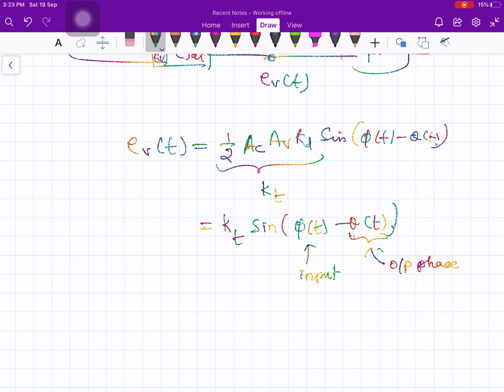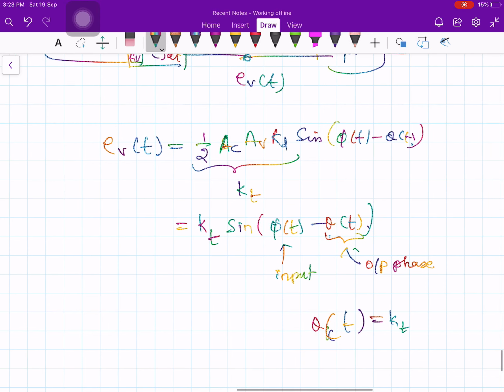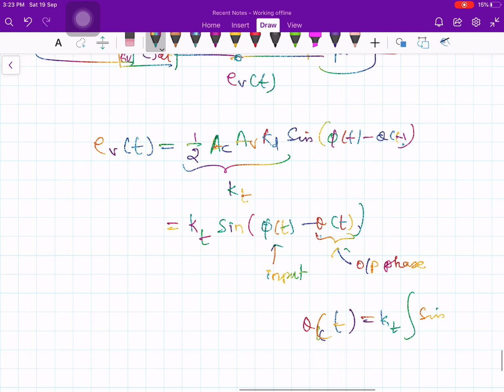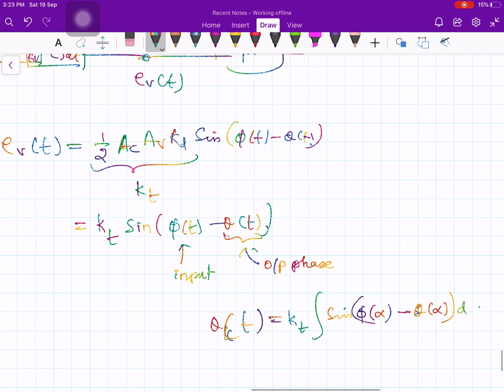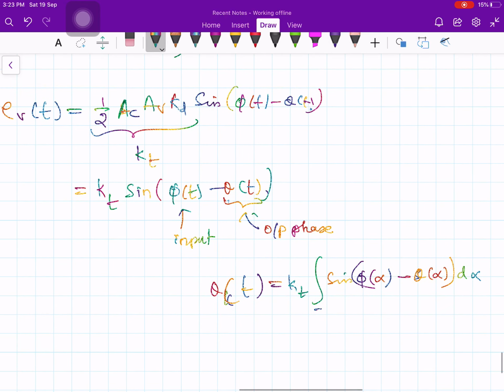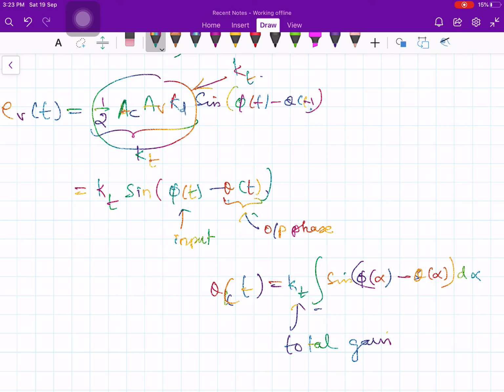Now what is your theta of t? Theta of t is equal to k suffix t times integral of sine of phi of alpha minus theta of alpha times d alpha. Let's say there is no limit, and of course this t does not denote time. This t denotes total gain. This is called k suffix t, and here this t indicates total gain. Don't confuse it with the time.